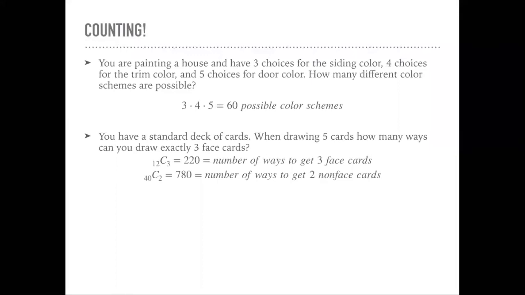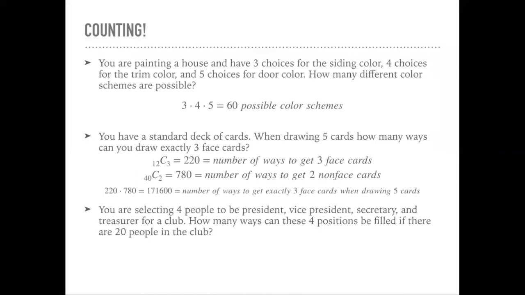So if we want these at the same time, we're saying "and" in between them. That means we're going to multiply these 2 together. So that means there is 171,600 ways to get exactly 3 face cards when drawing 5 cards. And we'll see how to use these counting rules with probability on the next slide.